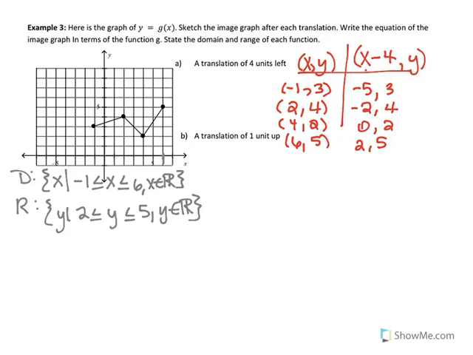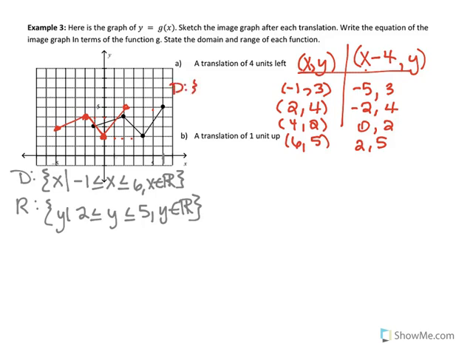If plotting the points is so much work and you just want to count 4 to the left for each of them, 1, 2, 3, 4, and so on for each point, and then you are done. That's obviously easier, but it will get more complicated.